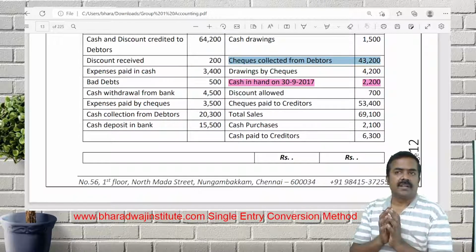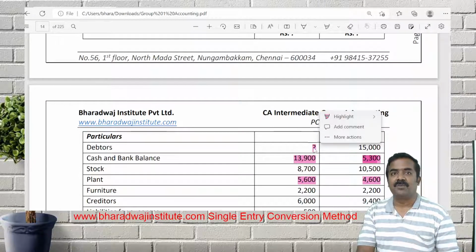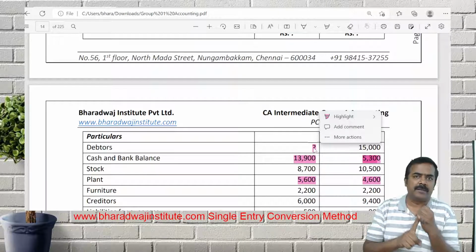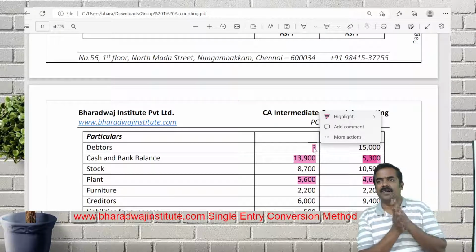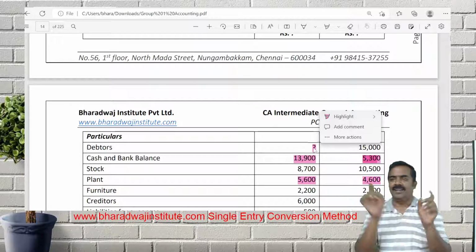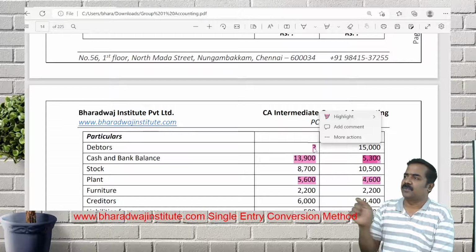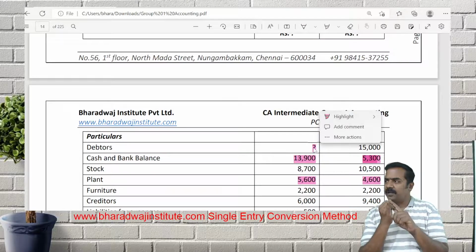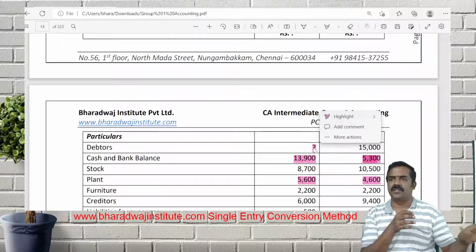Correct. We want the opening balance of debtors as well as credit sales, and neither is given. Can we prepare the debtors account first? No. In the ledger, only one balance can come as a balancing figure, either the opening balance or credit sales. For preparing the debtors account, you require opening balance, credit sales, sales returns, discount allowed, cash collection and closing balance.